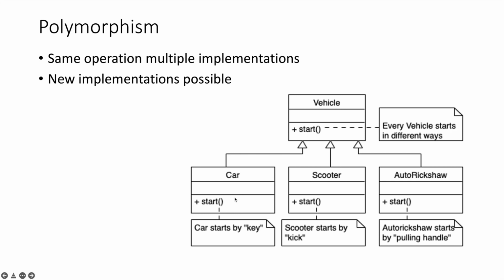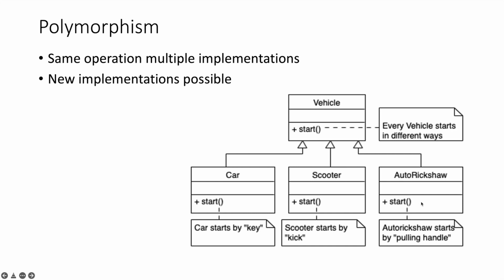This start operation is implemented in different ways by three child classes. But remember again, the same operation and multiple implementations in child classes. This is what is called the polymorphic behavior of the inheritance hierarchy. Whenever we make an instance of a car or a scooter or auto rickshaw and call a start method on it, the appropriate start method will get called.